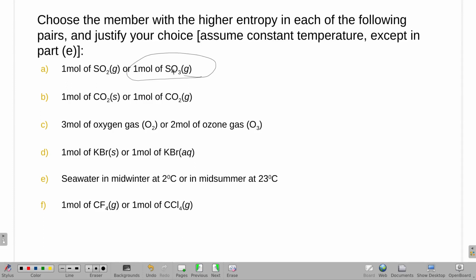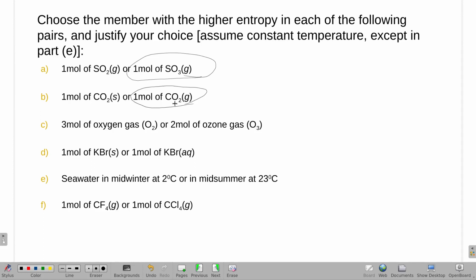Alright, B, I have 1 mole of CO2 solid versus 1 mole of CO2 gas. So it's 1 mole and 1 mole, both the same molecular formula. So we're going to focus on the fact that that's a gas.